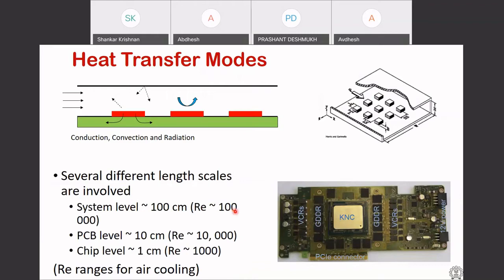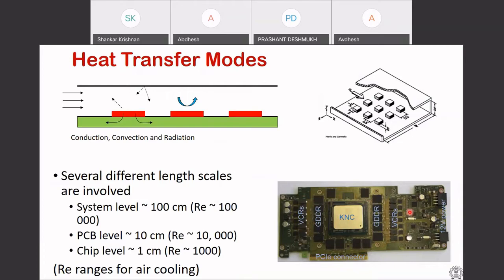So the Reynolds number, if one were to calculate based on the velocity and the system size, will be in the 100,000 range. If I go to the PCB level, that is the motherboard level, then it will be on the order of 10,000s. And at the chip level, if I'm just focused on how to cool this chip, then it will be on the order of thousands. So depending on what length scale you use, you get a different Reynolds number.